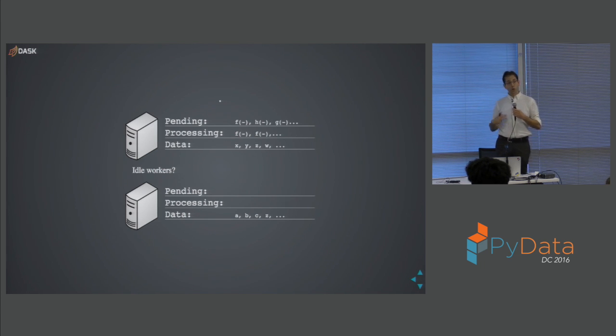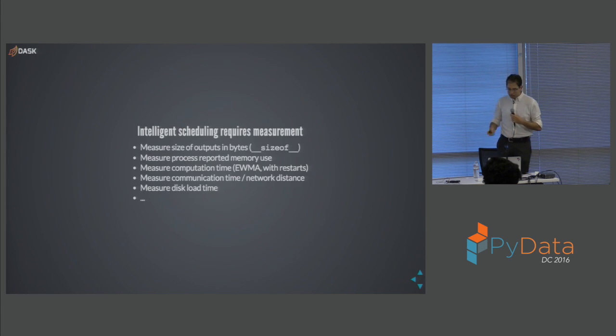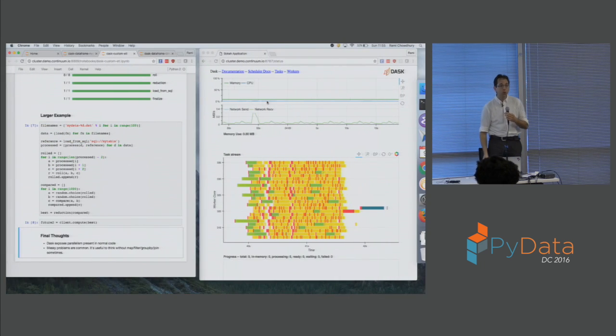Similarly, a new worker might come on, and we might want to steal some work. We need to find the right tasks to steal based on the expected runtimes and based on the data we have to move. So intelligent scheduling requires measurement, and Dask does a lot of measurement. That is also what gives us these nice visuals we saw here on the right. Dask is doing a very, very thorough job of measuring everything and using that both in scheduling and in visualization back to the user so you can understand where your algorithm is slow.